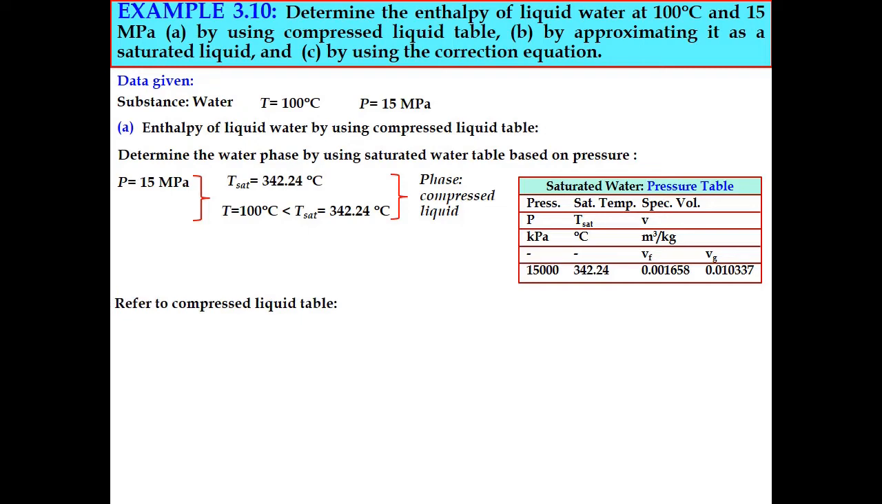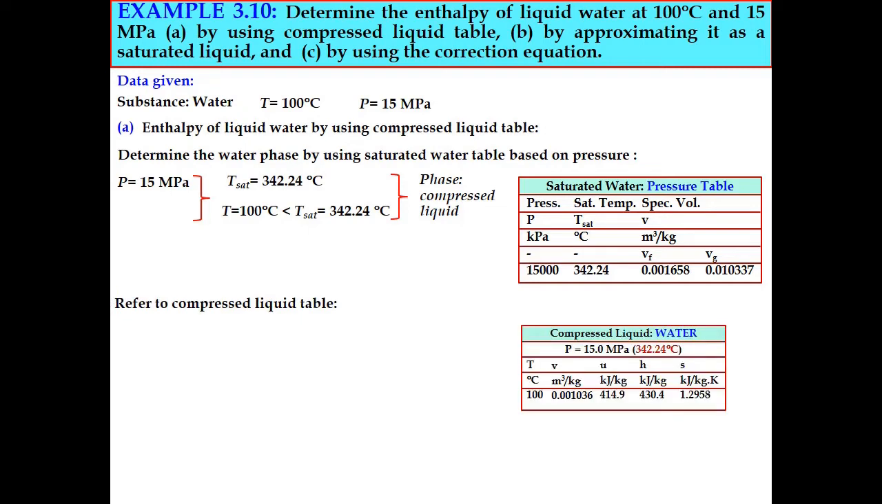And then we need to refer to the compressed liquid table for 15 megapascal. So you need to find the table for 15 megapascal for the compressed liquid water. So at 100 degrees Celsius, the value of h equals 430.4 kilojoule per kg. So this is the answer in terms of enthalpy by using the first approach, the compressed liquid table.